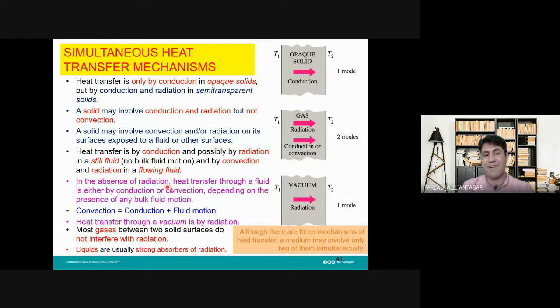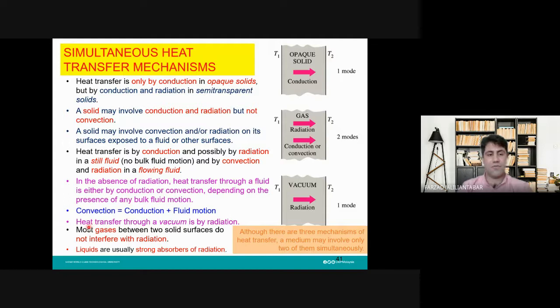And in the absence of radiation, heat transfer through a fluid is either by conduction or convection, depending on the presence of any bulk fluid motion. I think it is clear. If we have a stationary fluid, conduction; if it is moving, if we have a flow, it is convection. So you can see we have this relationship: convection means conduction plus fluid motion. This is just more explanation for defining convection.